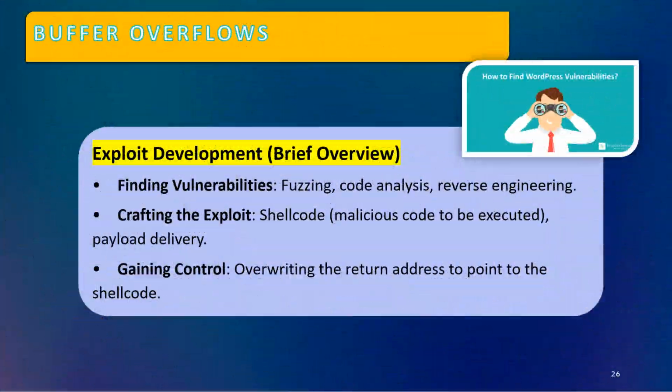Exploit development brief overview. The process of exploit development for buffer overflow vulnerabilities involves several key steps. Attackers first identify vulnerabilities using techniques like fuzzing, code analysis, and reverse engineering. Once a vulnerability is found, they craft an exploit using shellcode, which is the malicious code intended to be executed. The goal is to overwrite critical memory locations, such as the return address, to redirect execution flow to the shellcode. By successfully gaining control over the affected system, an attacker can execute arbitrary commands, leading to data theft or full system takeover.